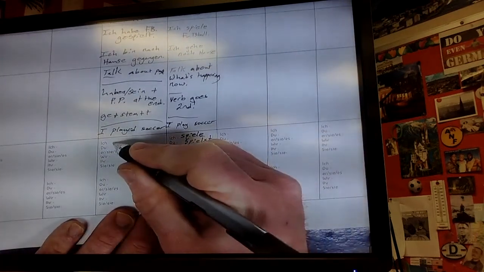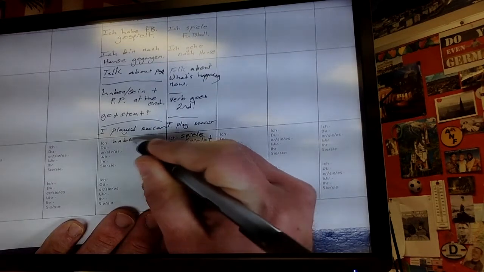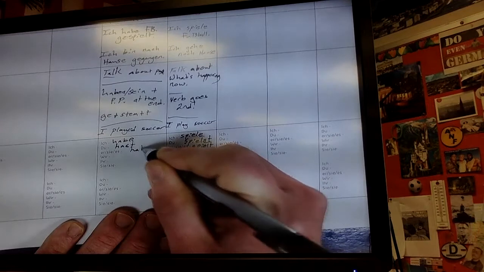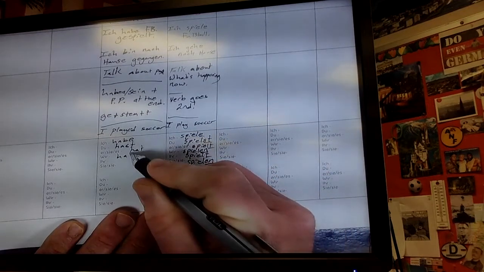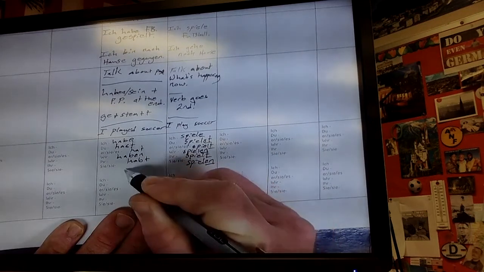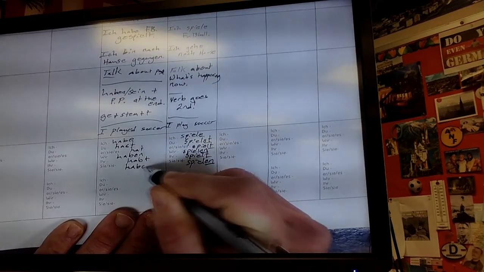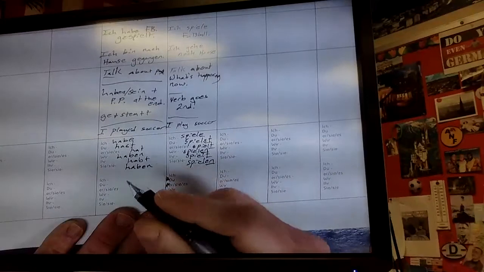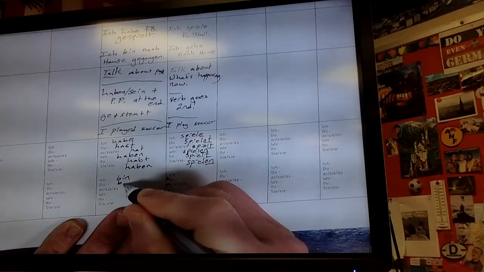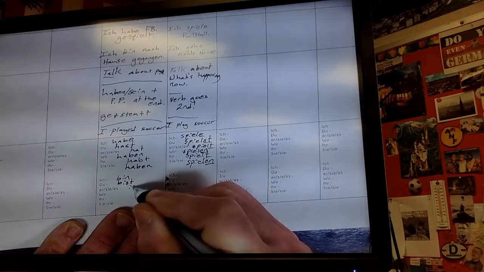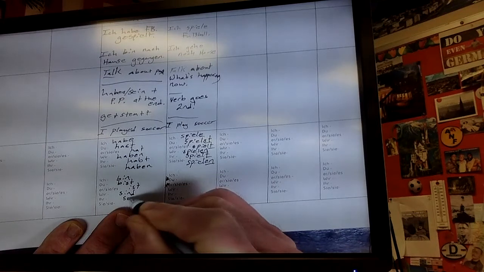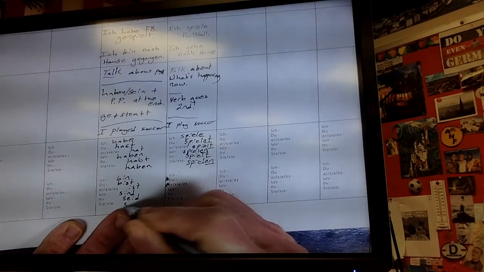So we need to be able to conjugate haben and sein. Ich habe, du hast, sie/es hat, wir haben, ihr habt, sie haben. Ich bin, du bist, sie/es ist, wir sind, ihr seid, sie sind.